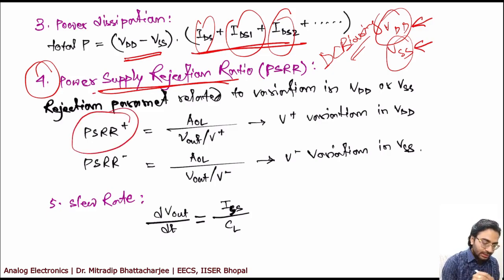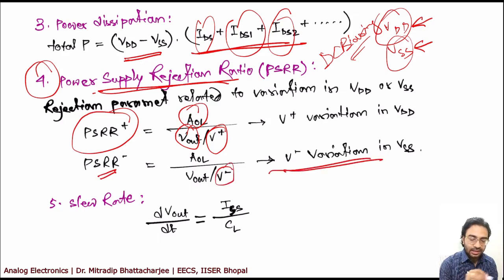So you define this as AOL, the gain, divided by Vout by V plus. V plus is the variation in the VDD voltage. Similarly, for PSRR minus, it is AOL divided by Vout by V minus. V minus is the variation in VSS. For VDD you say V plus, for VSS you say V minus. Now these types of variations are very influencing. So if this variation is very high, your circuit may not work properly.